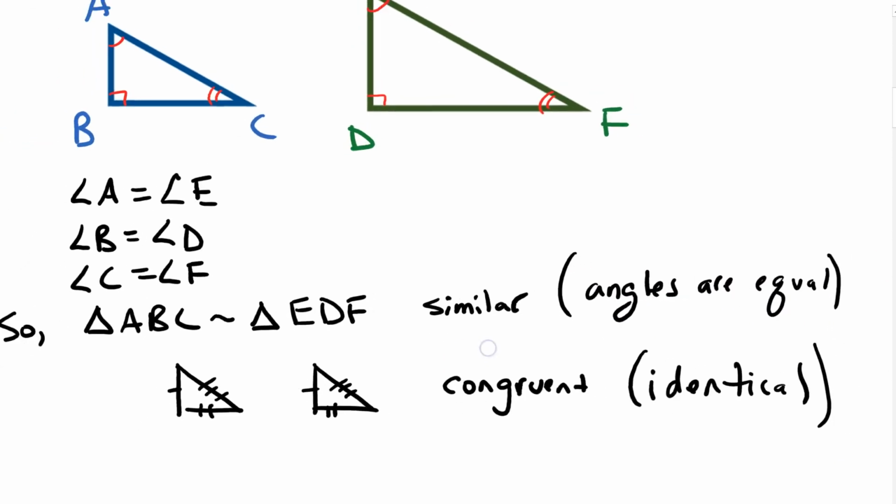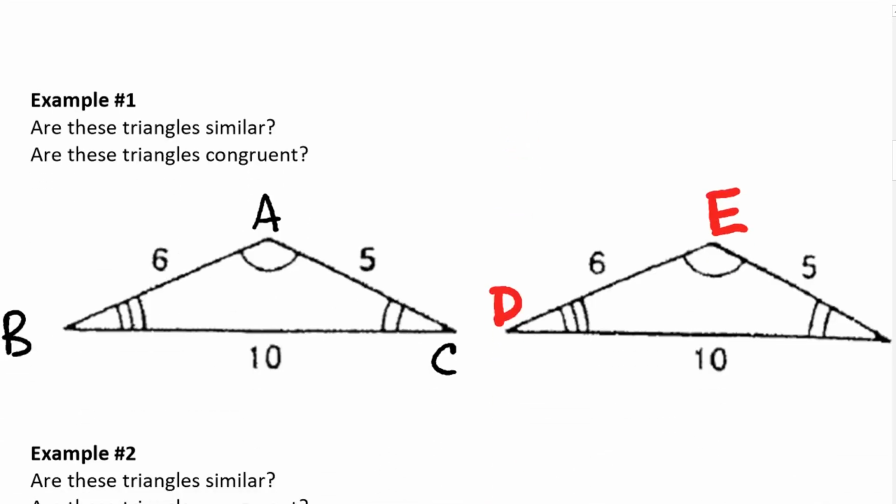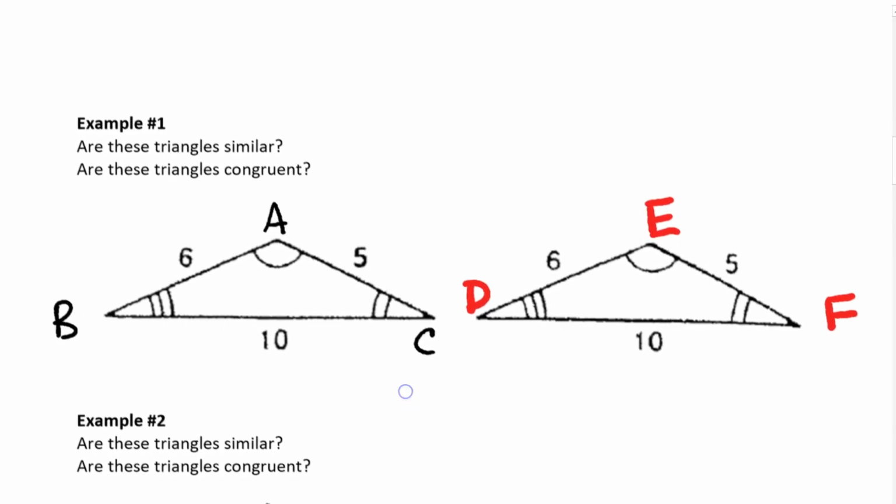Okay, let's take a look on the next page here. It says, example number 1, are these triangles similar? Well, really what I'm asking is, are the corresponding angles equal? And if I look at these little equality marks, there's 1 here, 2 there, 2 there, 3 there, 3 there, I could say yes. In fact, I can even write it. I could say triangle ABC is similar to triangle EDF.